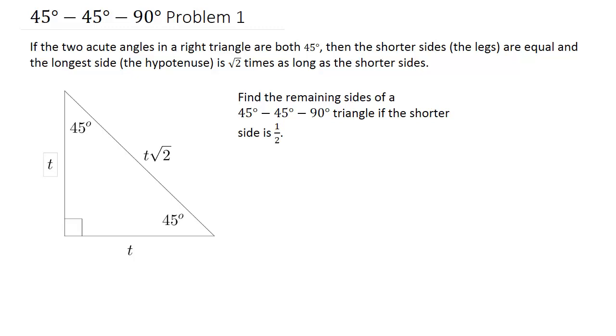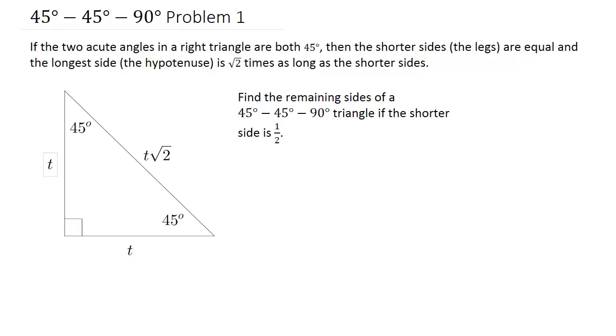And the longest side, the hypotenuse, is the square root of 2 times as long as the shorter sides. So if we have the two shorter sides, we'll call them T, then the side opposite the 90-degree angle, the longest side, is the square root of 2 times the side. Okay? So let's look at this. It says find the remaining sides of a 45, 45, 90 triangle if the shorter side is 1/2.